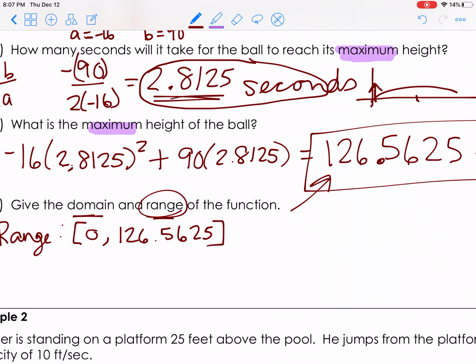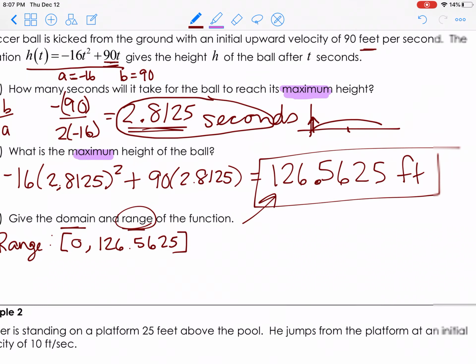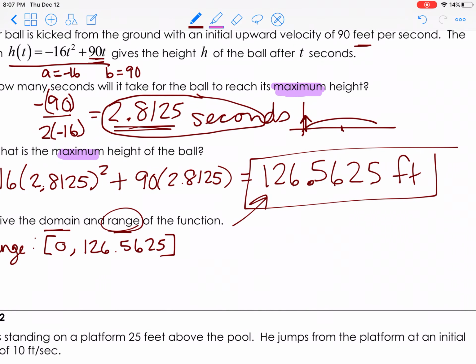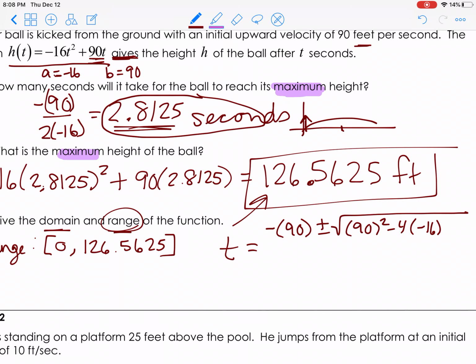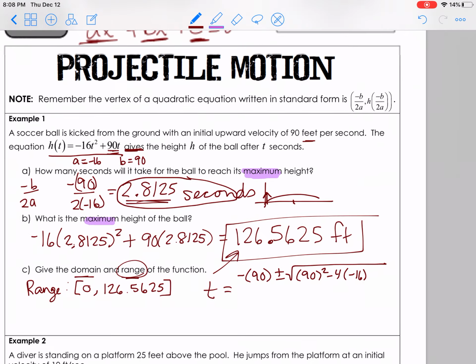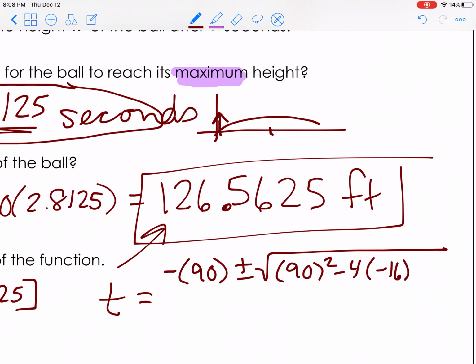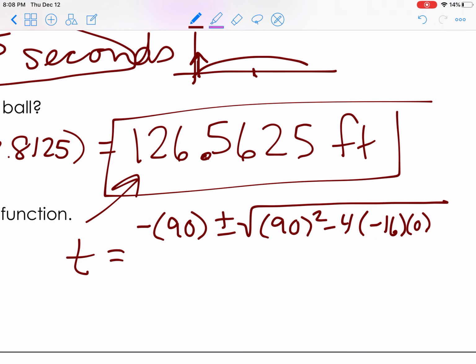Let's do the domain. To find the domain, when does the ball hit the ground, what we're going to need to do is solve this equation. So I'm going to go ahead and use the quadratic formula. In this case, our variable is t, so t equals negative b plus or minus the square root of b squared minus 4ac. Notice that we don't have a c. It's missing. I guess I'm underlining where c would be. We don't have a constant in this problem, so I'm going to replace that with a 0 in the formula, all over 2a. Okay, let's start by finding the discriminant first.